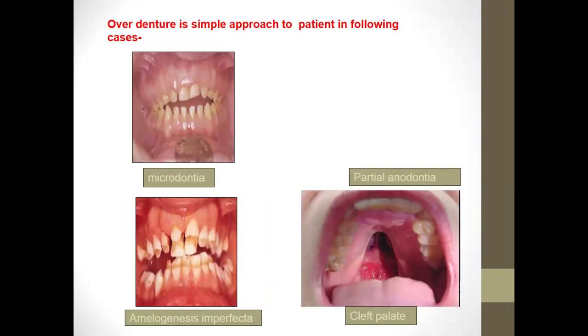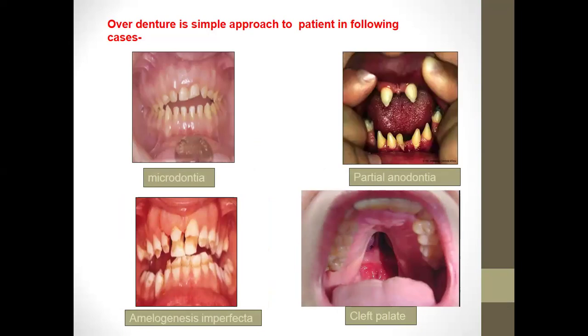Overdenture, actually, is a simple approach which we follow in patients who are already on the deficient side with the tooth structure. For example, you see this microdontia or partial anodontia. In all these cases, there is an inherent deficiency in the tooth structure. So rather than make it worse, we can follow a preventive concept. That is, we can maintain these teeth, and maybe we can reshape the tooth structure and fabricate a denture on top of it to improve the situation.